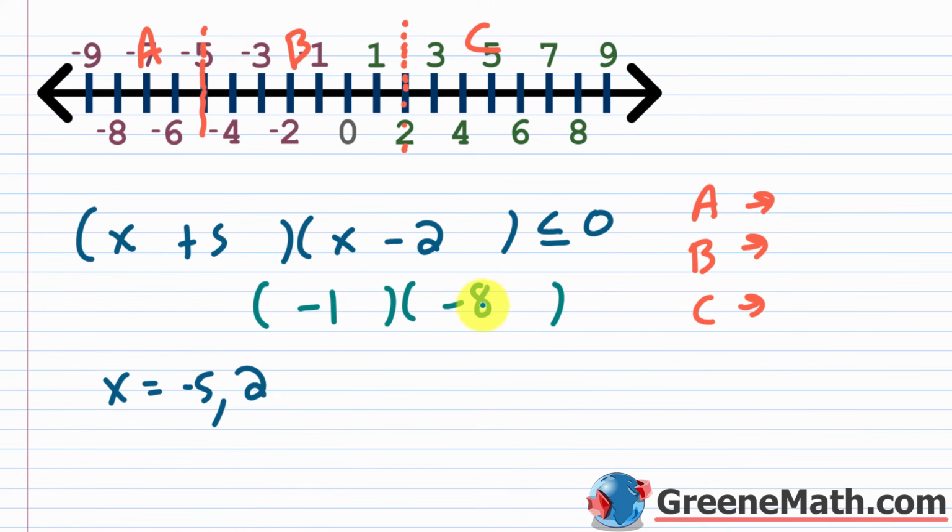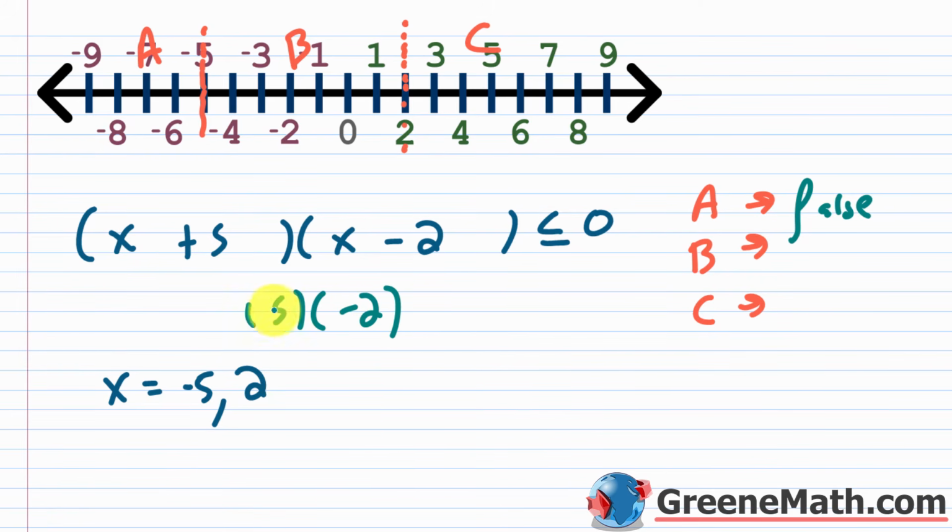Again, negative times negative is positive, and a positive is not less than 0, and it's not equal to 0. So we would say here this is going to be false. Again, if you wanted to say negative 1 times negative 8 is 8, and 8 is not less than 0, that's another way you could do it. Okay. In B, I'm going to pick 0. So this is 5, and then this is negative 2. Positive times negative is going to be a negative, and a negative is always less than 0, so this is true. Or again, you could say this is negative 10, and that's less than 0.